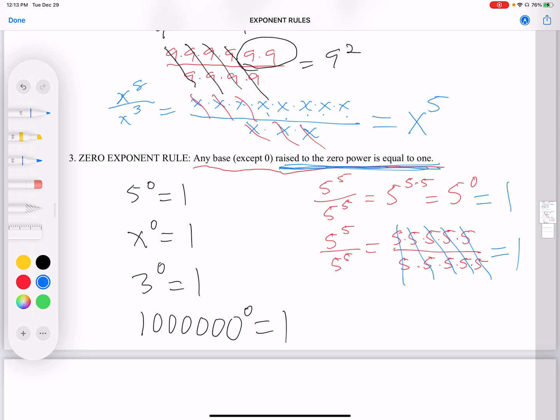Okay? This doesn't work for 0 because you can't divide by 0. In this case, I divided 5 to the 5th by 5 to the 5th. So it worked. Okay? Any number besides 0 will work. Even variables will work.